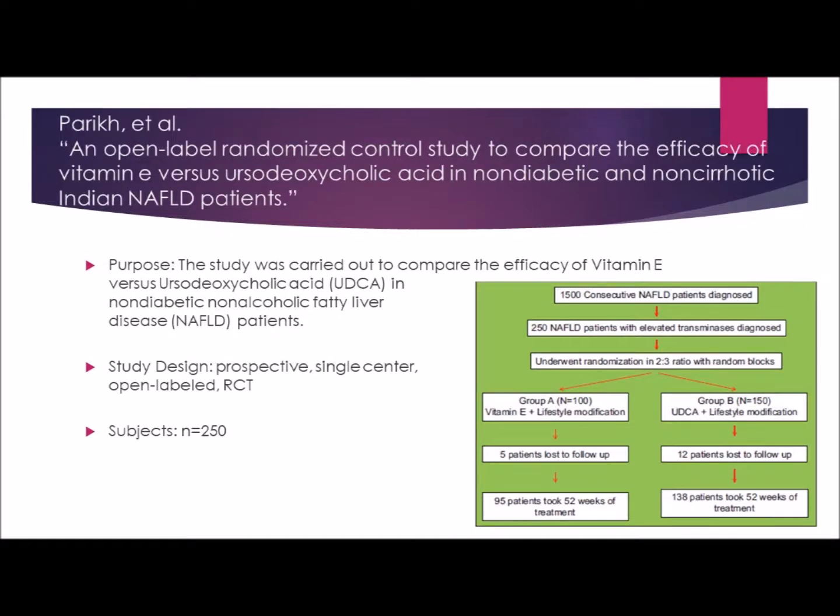The first study we're going to discuss is Parikh et al. The purpose of this study was to compare the efficacy of vitamin E versus UDCA, or ursodeoxycholic acid, in non-diabetic, non-alcoholic fatty liver disease patients. This study was a prospective, single-center, open-labeled, randomized controlled trial that took place in India from December 2011 to December 2013. There were 250 subjects enrolled in this study.